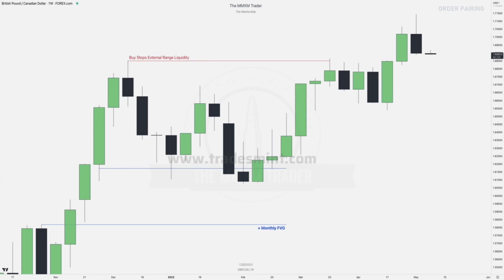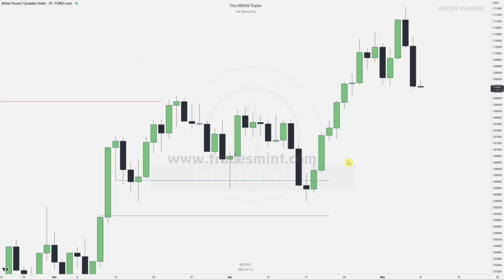Over here we've got a British pound Canadian dollar weekly chart. Same chart as before with the monthly fair value gap. Now we've got that weekly PD array, right? Going to a daily structure over here, we can see this daily fair value gap. This is internal range liquidity.